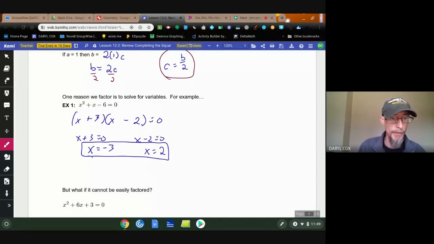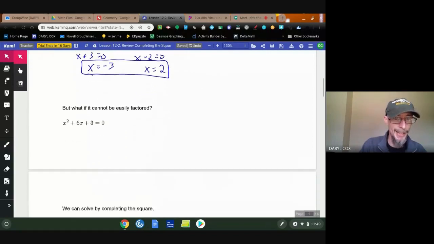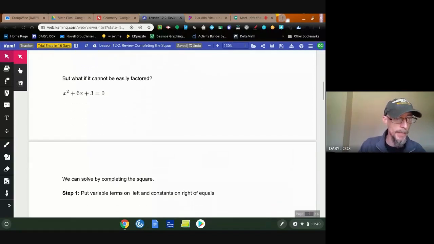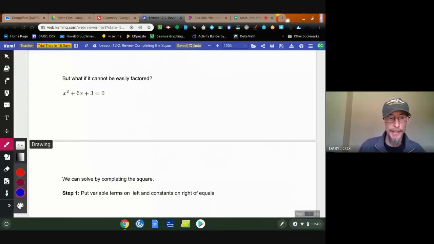Another reason we like to factor is so that we can do what we're doing with our circles, and that's get things into that circle form. But again, we're not getting there yet. But what happens if I can't factor it as easily as I did that last problem? Like in this case, the only thing that multiplies to make 3 is 1 times 3, at least in whole numbers. And that's not going to give me a 6. So this is where completing the square comes in handy.